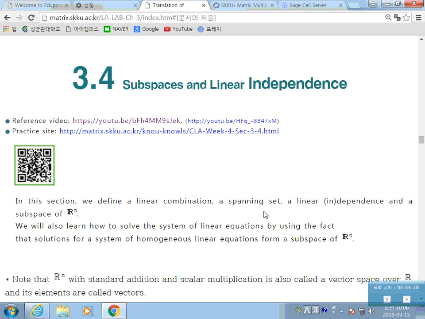Any questions on sections 3.1, 3.2, and 3.3? Can you find the inverse matrix of a given one? Yes, when it has an inverse. All you have to do is find the RREF of the n by 2n matrix. Any questions?